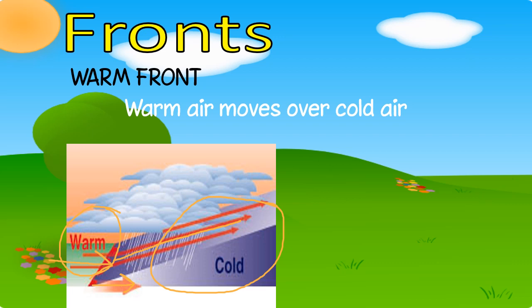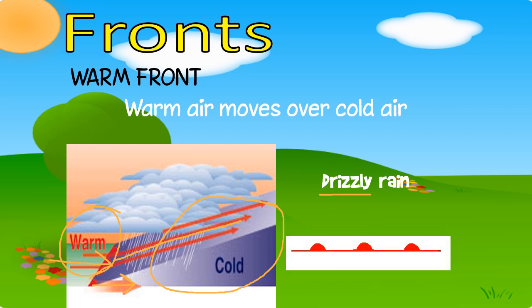It does make clouds, and you are going to have some rain, but it's more of a drizzly rain. You're not going to really have major, heavy downpours like you do in a cold front. Now, the symbol that goes with a warm front are these red semicircles.